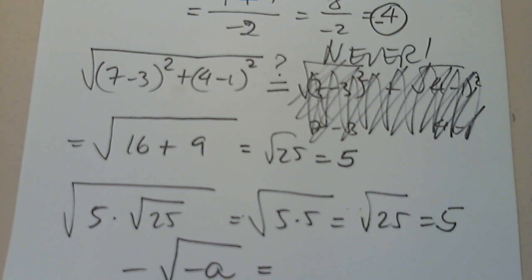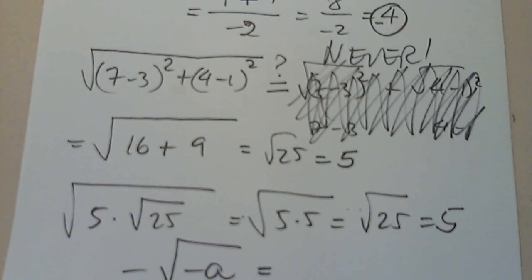So now, if a is 0, the square root of 0 is 0. 0 times negative 1 is still 0. So negative the square root of negative a is 0 when a is 0. Is it clear? Good. Last one. Oh, I thought there was, okay.